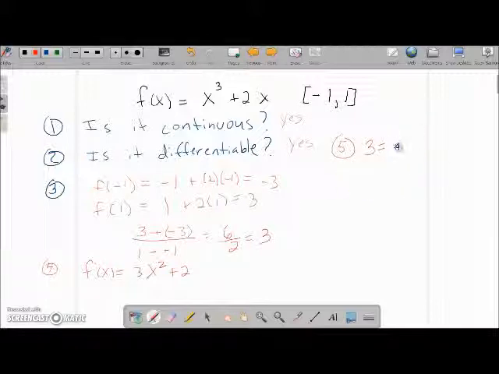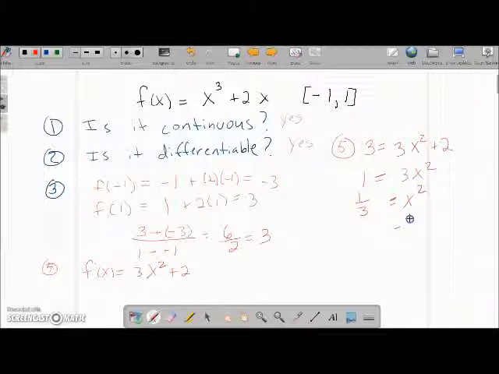So this is going to be 3x squared plus 2. Oops, sorry, that did not work very well. Okay, and then we solve this. We have to subtract 2 from both sides. We're going to get 1 equals 3x squared. So x squared is going to equal 1/3.